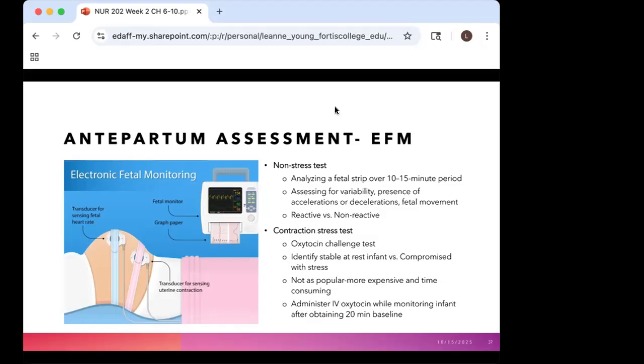They're also referred to as an oxytocin challenge test. This identifies stable at rest infants versus if the baby's going to be compromised with stress. Okay. So you're basically administering Pitocin while monitoring the infant after you obtain a 20-minute baseline. So you're seeing how a baby is doing when the mom is having contractions, basically. Okay. And like I said, this is not as common because it's expensive, it's a little bit more time consuming, and you're actively putting the baby under more stress.